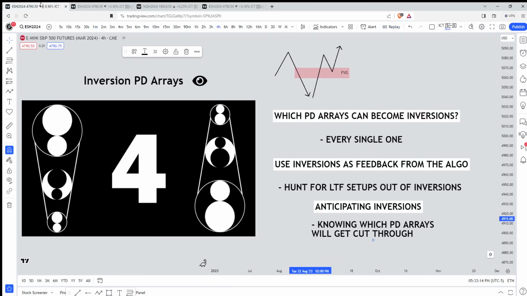That's going to be it for this video though. We learned a few things in this lesson. Every single PD array can be an inversion. You can utilize inversion PD arrays as feedback from the algorithm of which direction order flow is. So if you're anticipating for price to trade higher and it's cutting through bearish PD arrays, that's feedback that you're likely on side with smart money, and to see a continuation in that direction. And as you see a continuation in that direction, you're anticipating for all of the bearish PD arrays just to get cut through and retested as support, and you could hunt for lower time frame setups out of those.